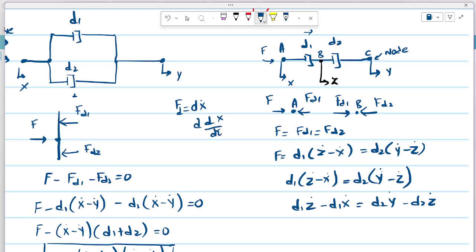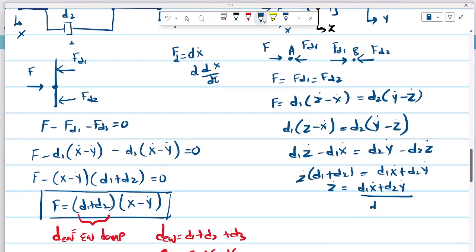Here it's z. So just take ż to one side. So we have ż times (d1 plus d2) equals, just take it to the other side, d1 ẋ plus d2 ẏ. So that will be ż equals (d1 ẋ plus d2 ẏ) divided by (d1 plus d2). Now this can be substituted into our original equation, and that will help us to determine the equivalent amount of damping in our system.